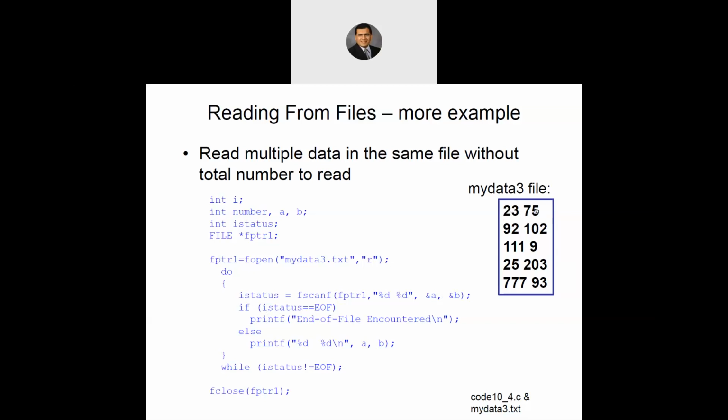When it reads 23 and 75, it comes over here. EOF is over here. So it will keep on reading until it encounters EOF. So this loop will continue until iStatus is equal to EOF. Okay? That's why I keep on saying your assignment is actually very easy. It's not that complicated to do, because you can get the ideas right from the files and examples that they have given you.